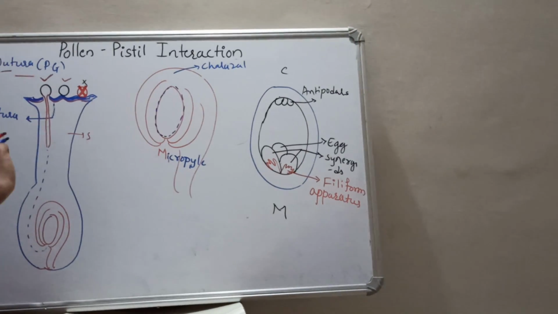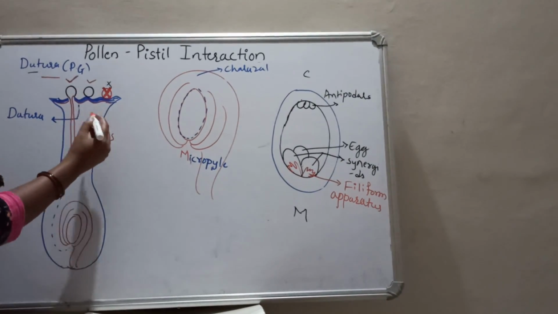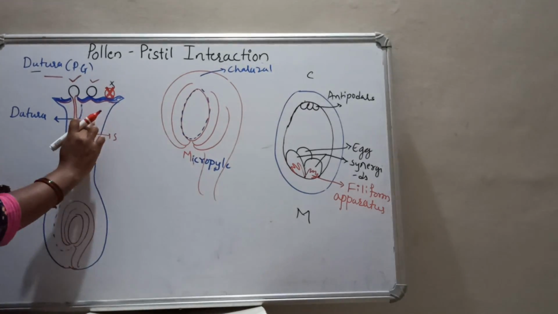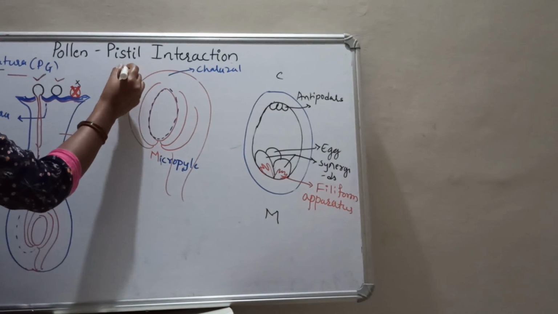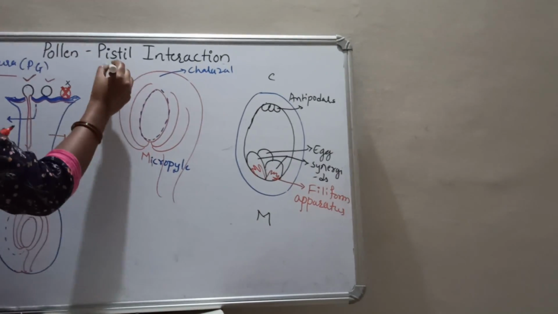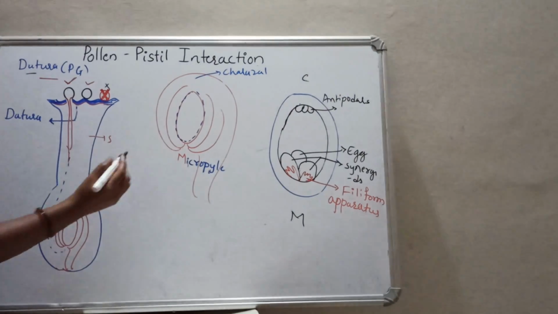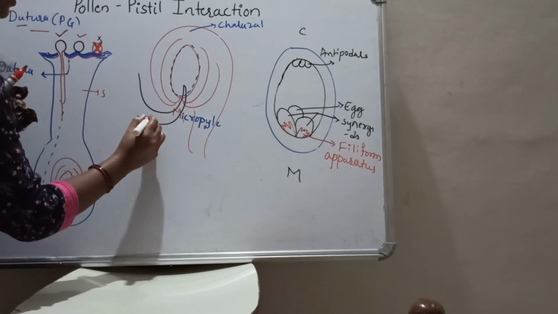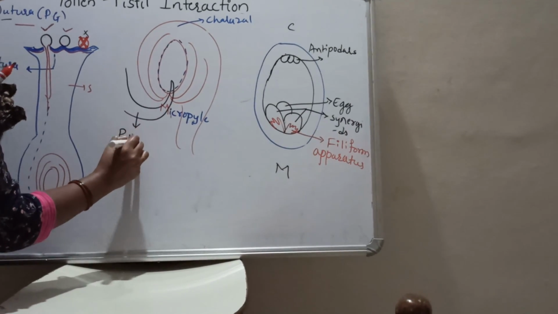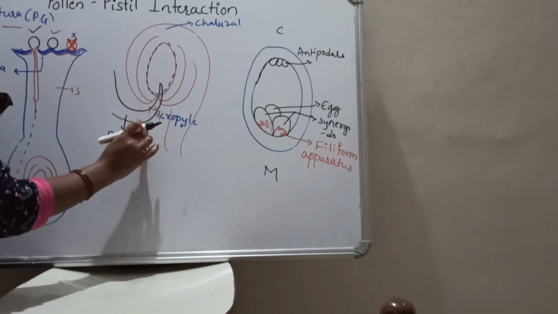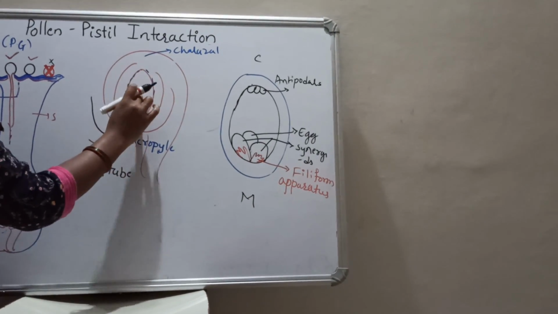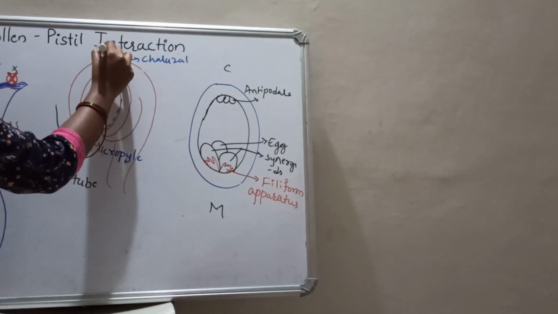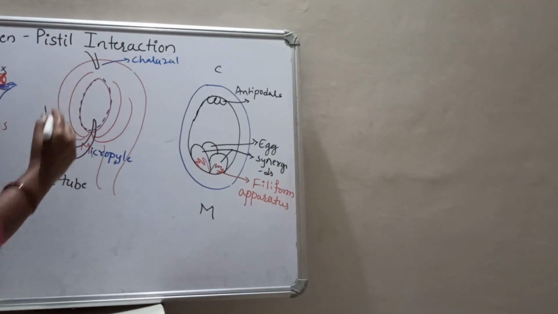Here the pollen grain produces the pollen tube through the style region, and this pollen tube reaches the ovary and enters through the micropylar region. This is the pollen tube, and it enters the ovule through the micropylar region. In some plants it reaches the ovule through the chalazal region.